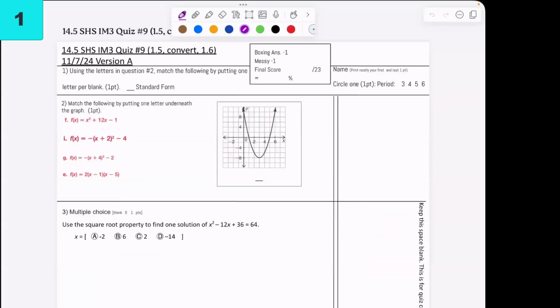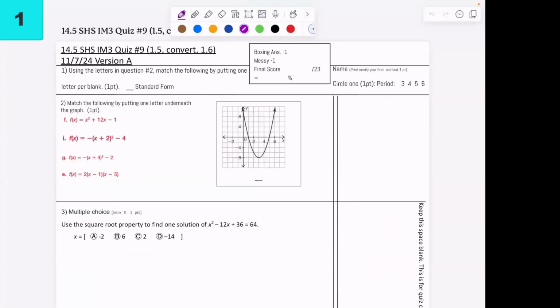Okay, hello everyone. Welcome to the video solution of this week's quiz. Let's look at version A. Let's look at the first question. You asked us to find out the standard form, right?